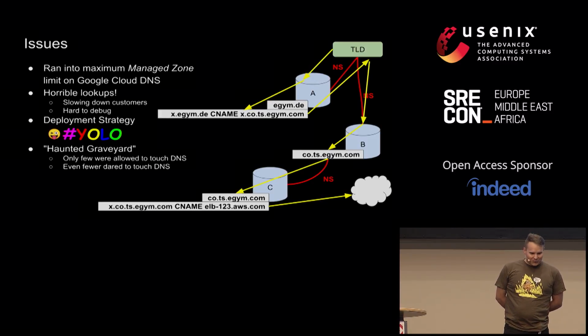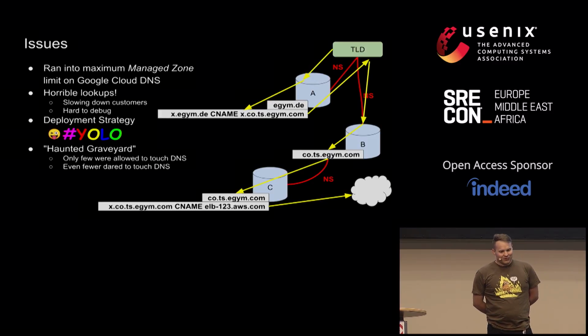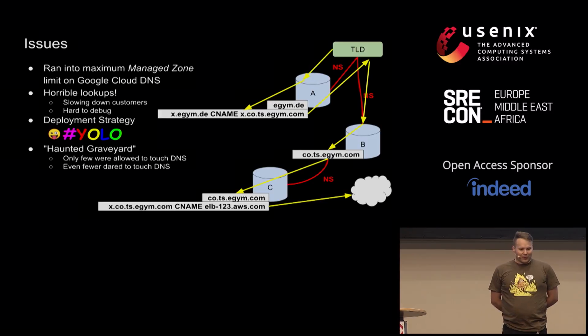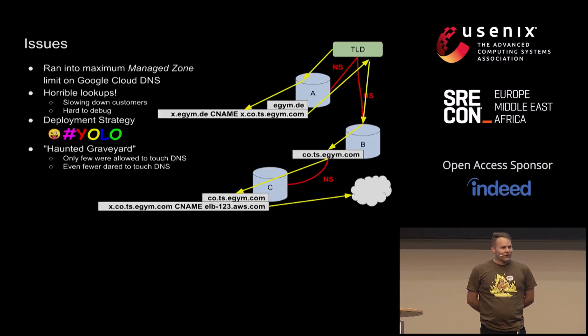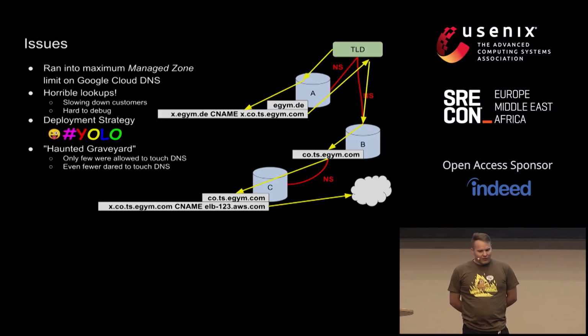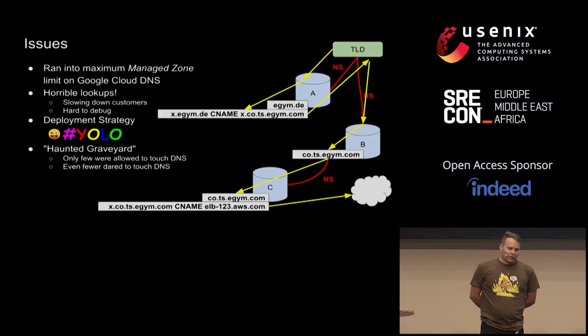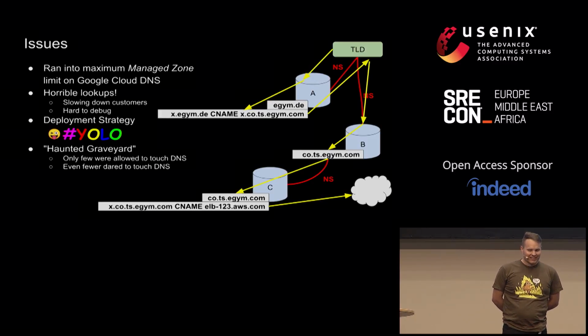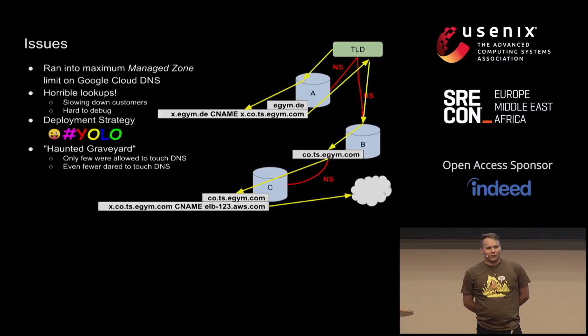Funnily, we managed to run into the limit on Google Cloud DNS for maximum managed zones, because every subzone would be its own managed zone on Cloud DNS, and every managed zone on Cloud DNS gets its own set of DNS name servers. And at some point, we ran into that limit. I jokingly say sometimes we made Google run out of name servers, but that is maybe a little bit exaggerated. Our deployment strategy in general was more YOLO: go to the Google Cloud DNS web interface, put something in there, and see what happens.